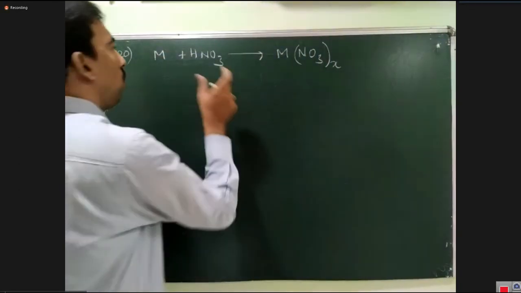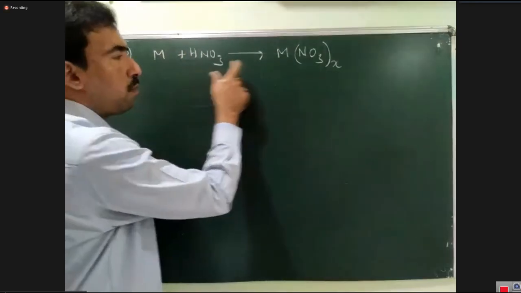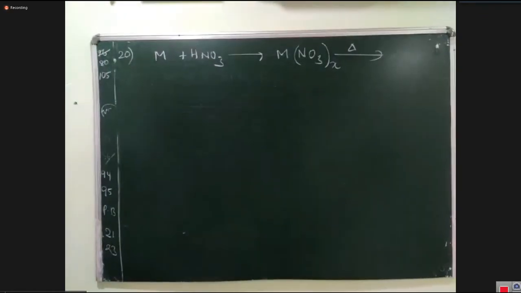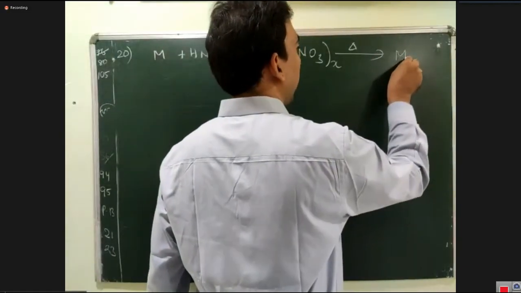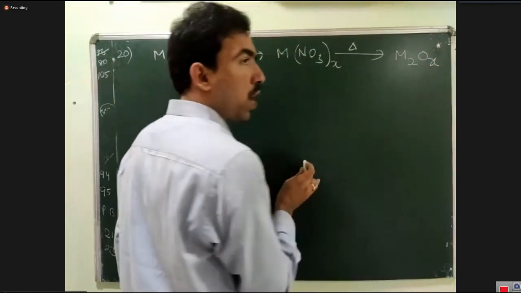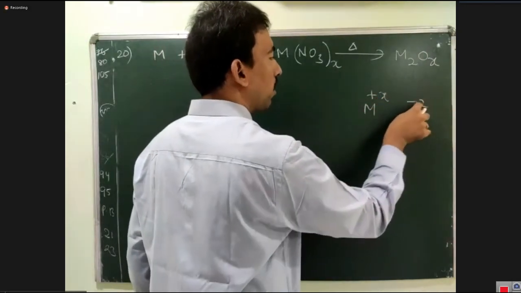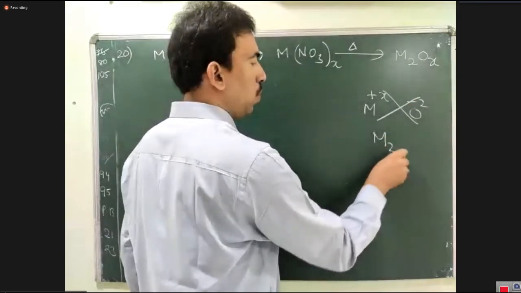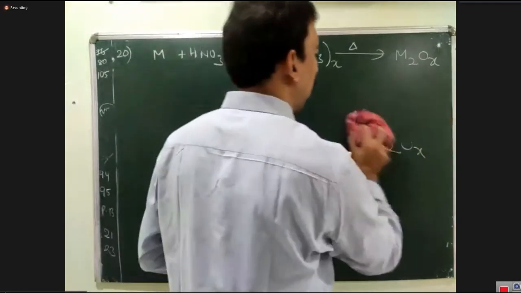So metal reacts with nitric acid and forms metal nitrate. This metal nitrate on heating, I think it's given, right? Metal nitrate is strongly heated to give 2 grams of its oxide. So the oxide is M2OX. Why M2OX? Because the metal ion valency is X and oxide means minus 2. So do the crisscross and you will get M2OX, the metal oxide formula.